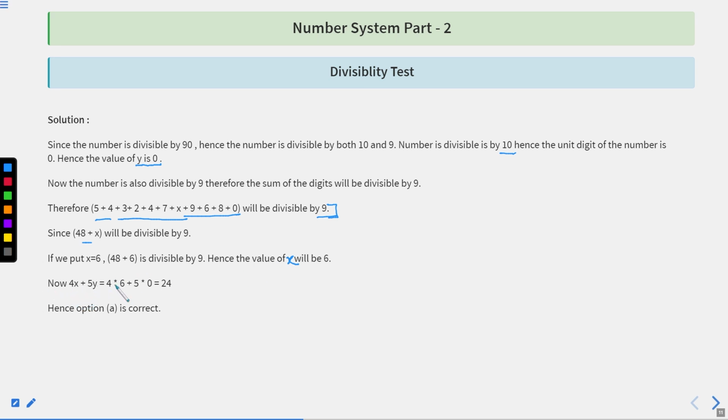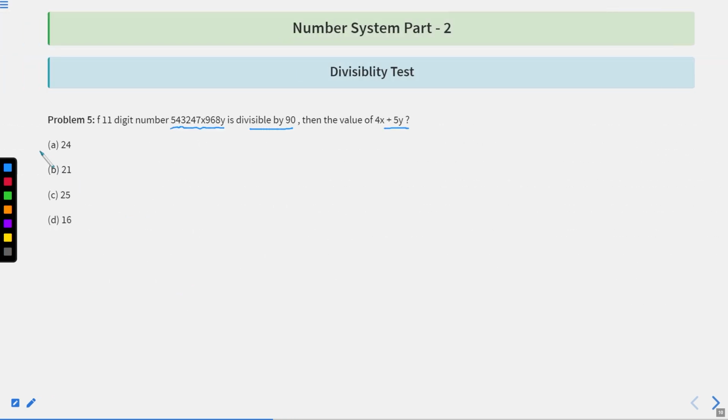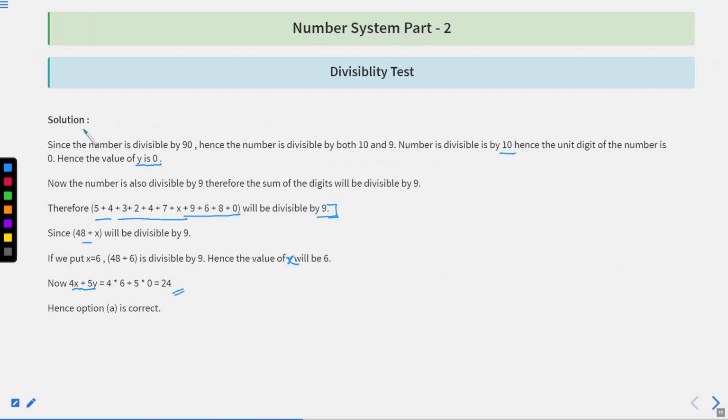Okay. So now we know the value of x, that is 6, and we know the value of y, that is 4. You have to just simply substitute the values of x and y in the equation given to us, that was 4x plus 5y. And what is the final answer? Final answer is 24. So hence the correct option in this problem number 5 is option number 1, that is 24, option A.